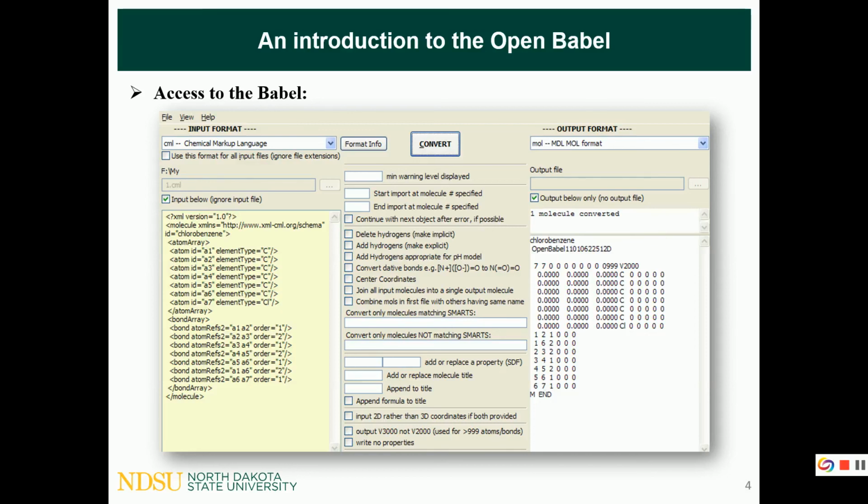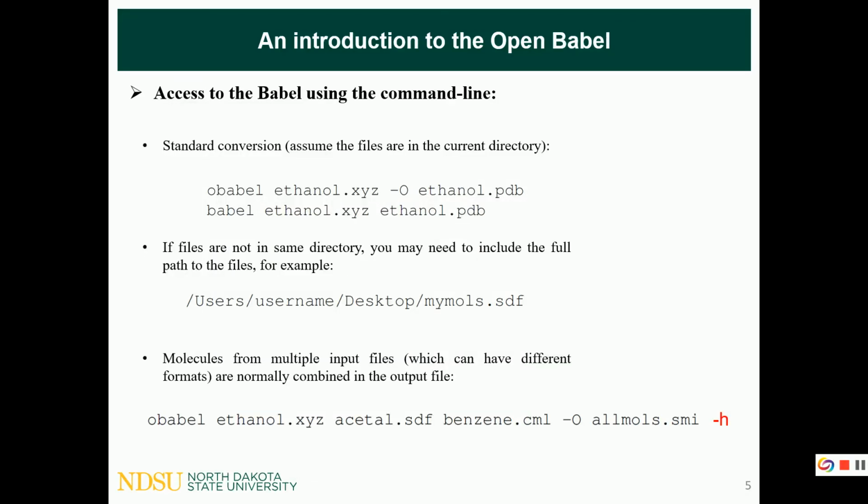Also, if you want to use the command line to access BABEL, first it needs to be installed on your server. Using these command lines, you can convert the files. For instance, if the files are in the same folder, you can use these two lines alternatively: babel, then the input file, -o, and the output file. If the files are not in the same directory, you can add the path to the name. Instead of this name, you can put the whole path of the file that you want to save.